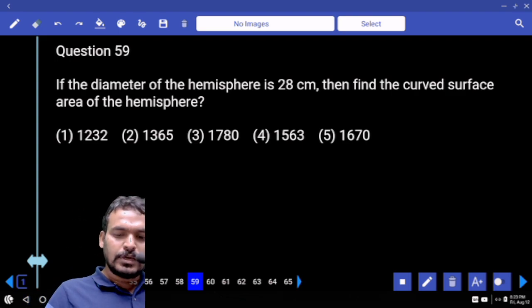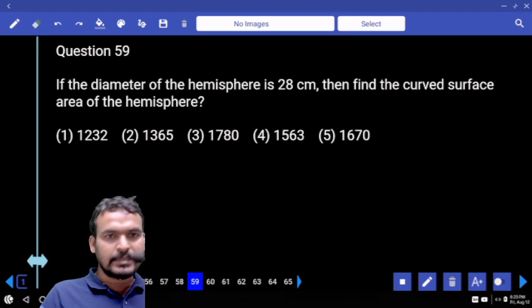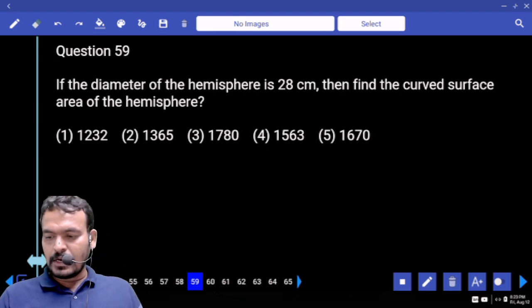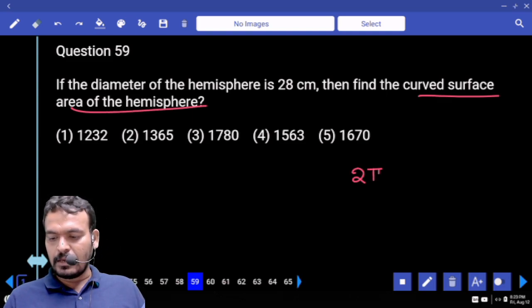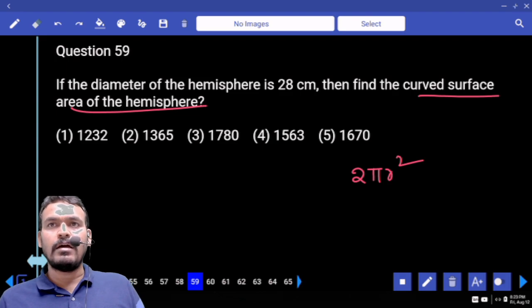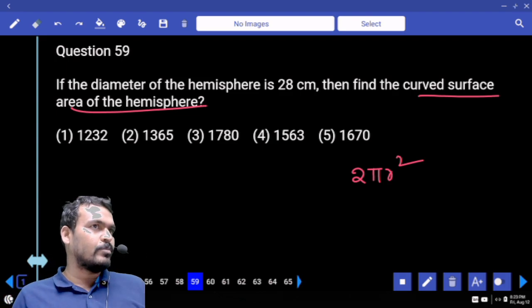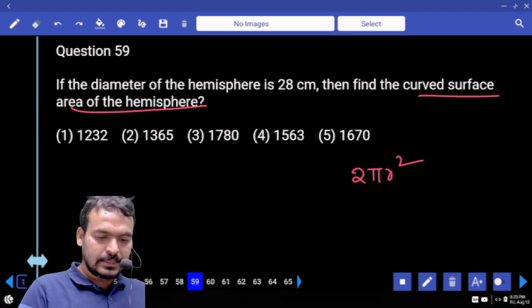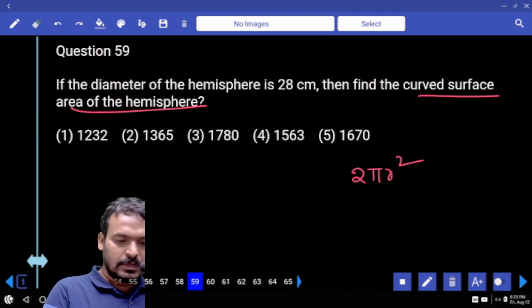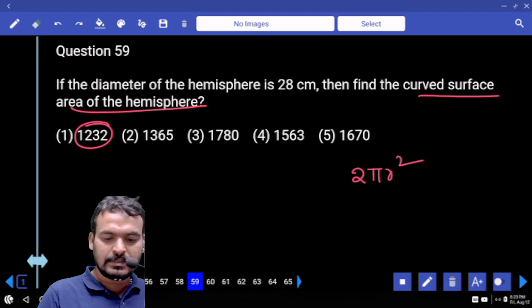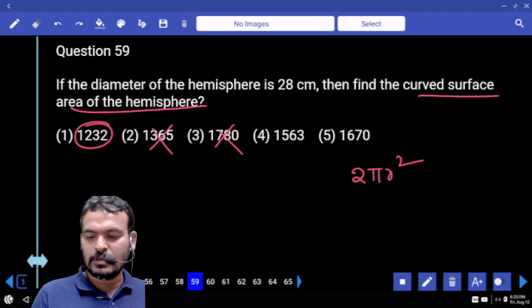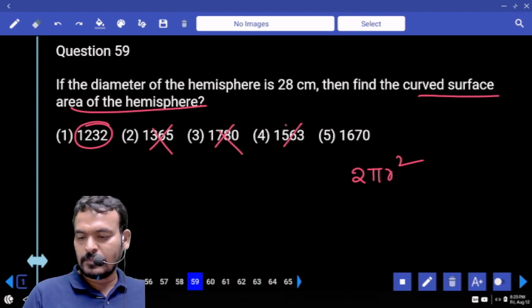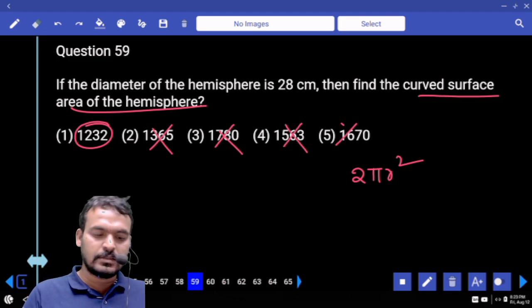If the diameter of the hemisphere is 28 centimeters, find the curved surface area of the hemisphere. What is the curved surface area of a hemisphere? 2 pi r square. Pi means it is a multiple of 11. Yes or no? Yes. First option, multiple of 11. Yes. Second option? No. Third one? No. Fourth one? No. Fifth one? No. Then the answer? First one.